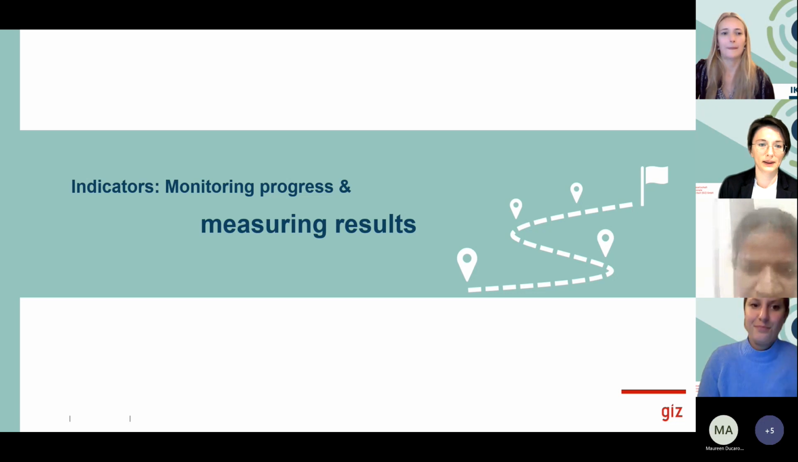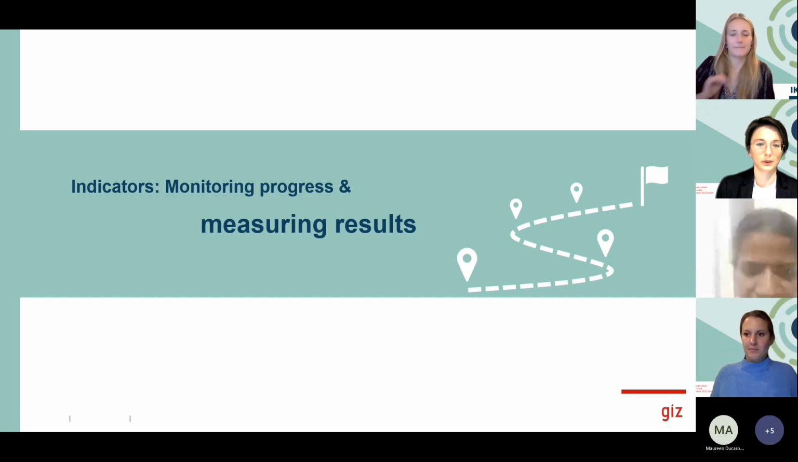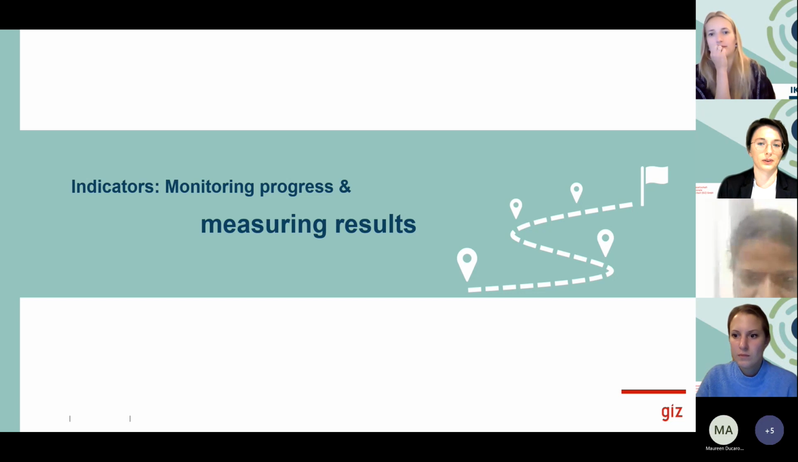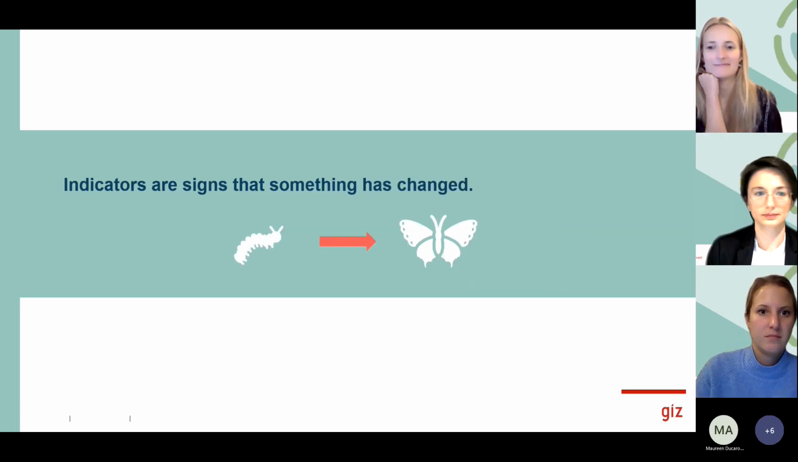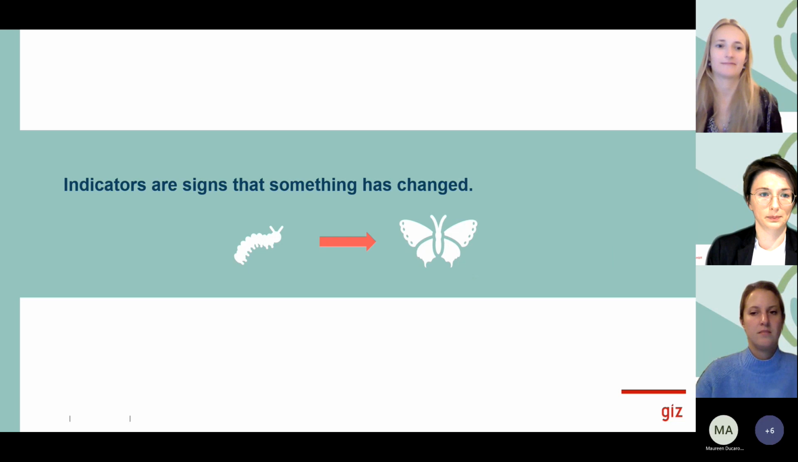But to come back to the topic, as you know, we have asked all of your projects in the application phase already to provide us with indicators. So what exactly are indicators and why do we need them? It's pretty simple. Indicators are signs that something has changed.